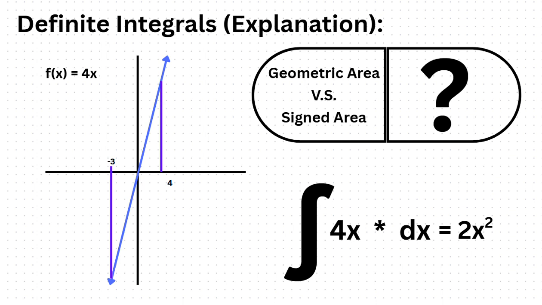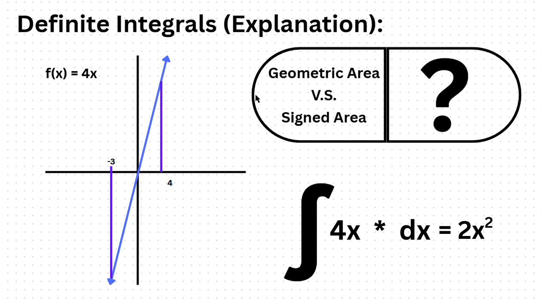To help you understand what I mean by that, imagine you have two vectors acting on an object. One vector is 5 meters per second positive, and the other is negative 5 meters per second. Those two vectors would cancel out, so the net vector would be 0 meters per second. In the same sense, that's how signed area works.